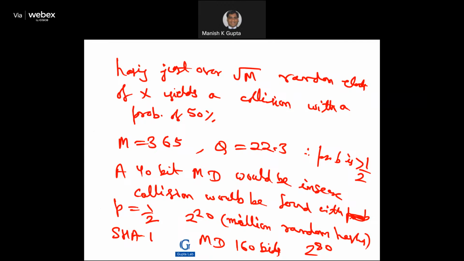So basically, we can say what kind of security we can have. A 40-bit message digest would be insecure, right? A collision will be found with probability p equal to 1 by 4 if you do 2 raised to 20, so about a million, random queries. So keeping these ideas in mind, SHA-1, the message digest has 160 bits, that gives you 2 raised to 80, which is a big number actually, right? So you can say that we are safe.